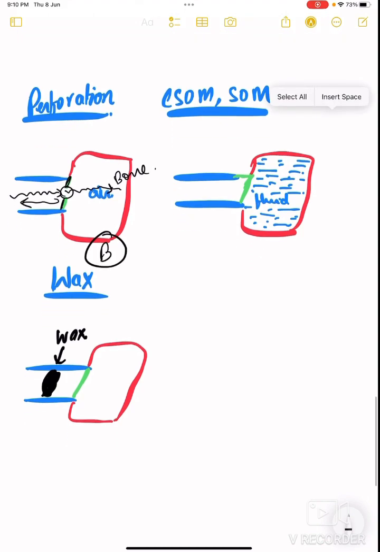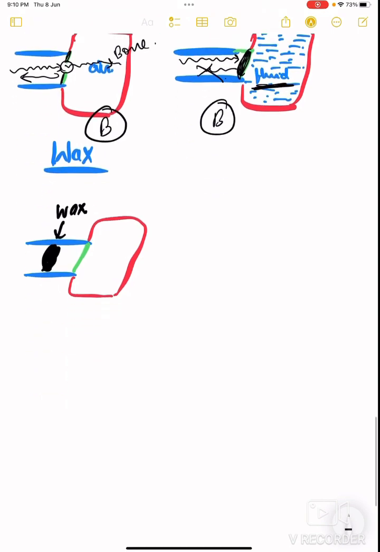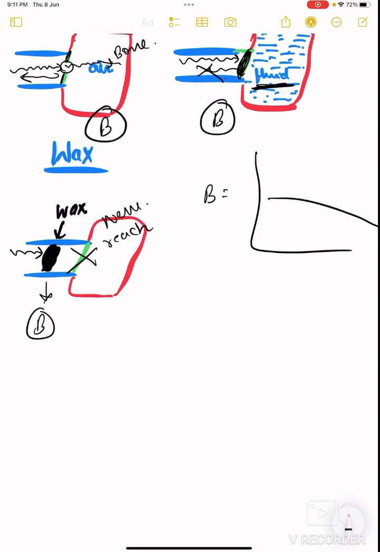Okay, in CSOM, SOM, there is fluid filled inside the middle ear cavity. And the tympanic membrane is bulged and hard. So when you throw air over here, it won't be coming back. So here you will again see B type of graph. If, for example, there is wax, the air will go and hit the wax, and it will never reach the tympanic membrane. So it is just like hitting a hard wall, and hence B type of graph. And B type of graph is just like this, flat.